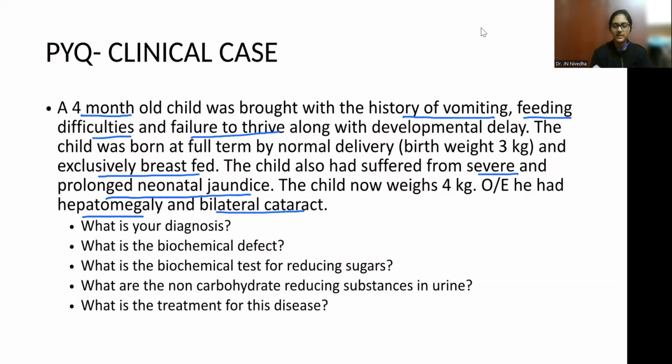Look at the split question. What is your diagnosis? What is the biochemical defect? What is the biochemical test for reducing sugars? What are the non-carbohydrate reducing substances in urine? And what is the treatment for this disease?